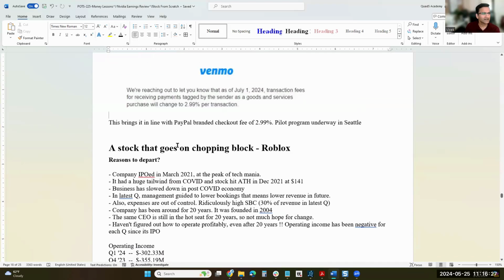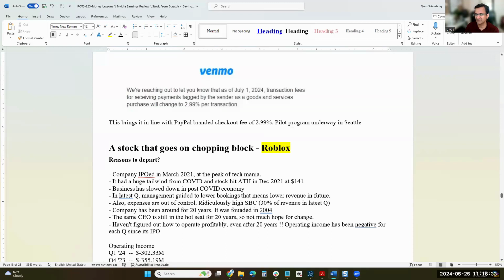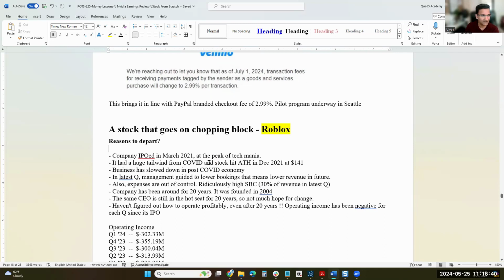What else for today? A new stock that I put on the chopping block. StoneCo was the first one. Roblox is the second one. I'll give you my thesis on why I'm departing with the stock. You can derive your own conclusion. The company IPO'd in March 2021, at the peak of tech mania, with a huge tailwind from COVID. Everyone was stuck at home, kids used to play Roblox. It hit an all-time high in December of 141.